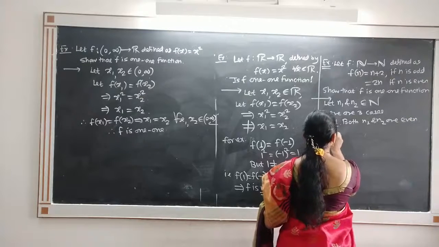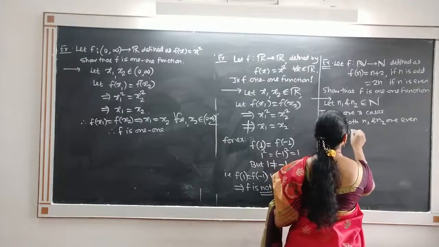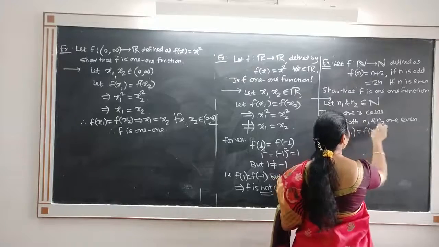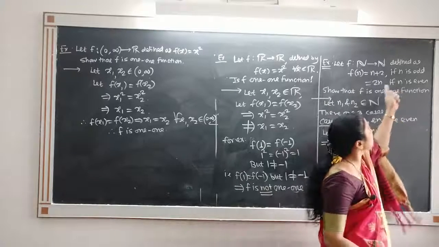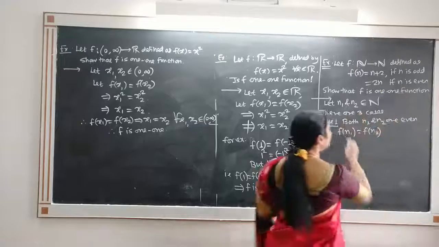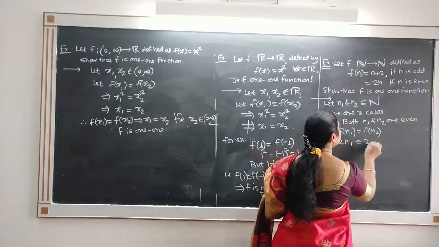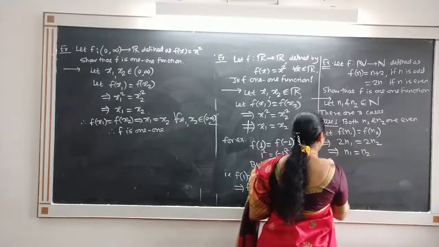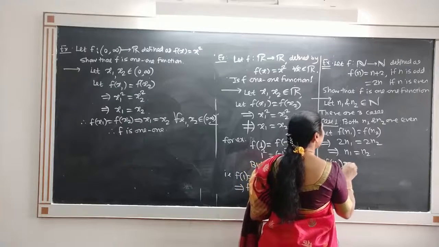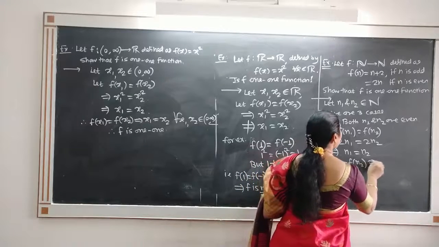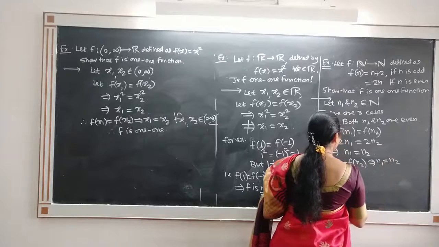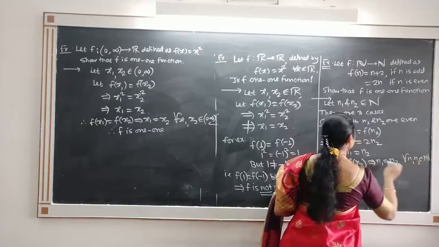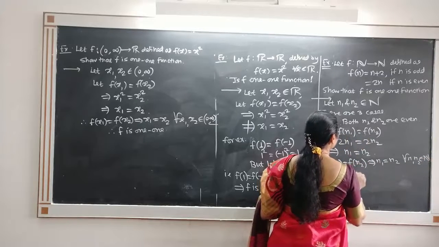So let us start with f(n1) = f(n2). But both n1 and n2 are even, and if the number is even, the definition is 2n. So in this case it will be 2n1 = 2n2. This implies that n1 = n2, and therefore f(n1) = f(n2) implies that n1 = n2 for all n1, n2 in the domain, implies that f is 1-1 in this case.